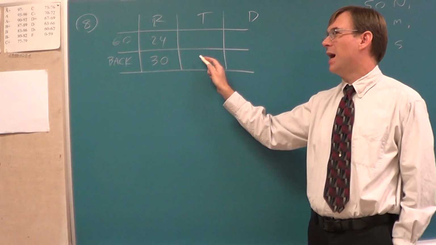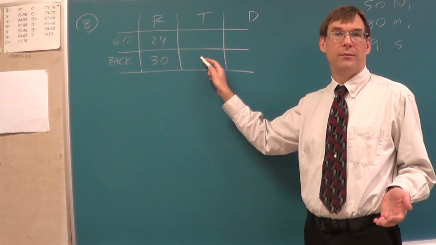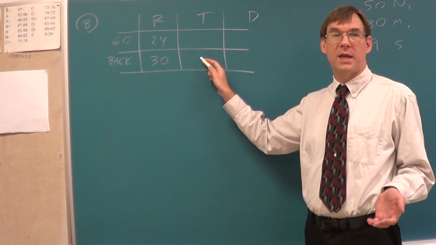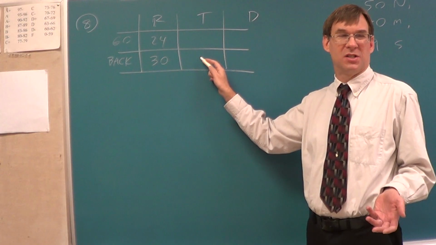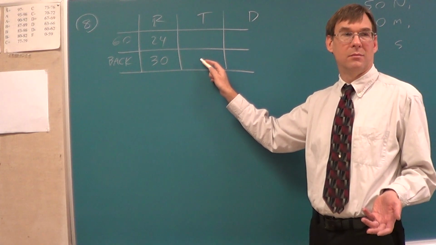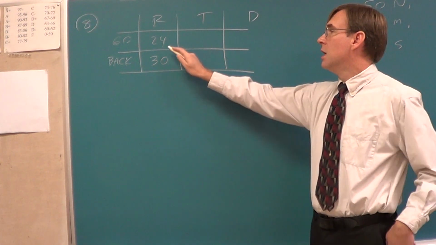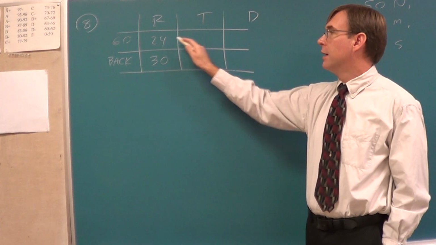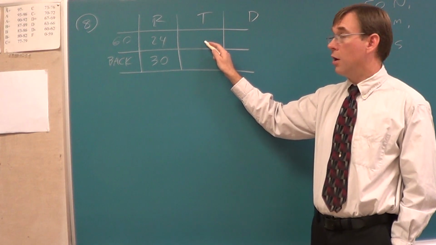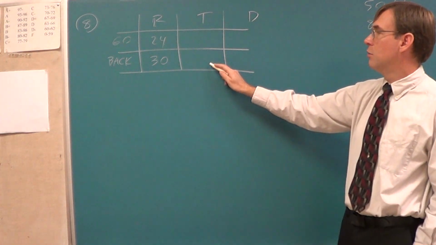Why aren't they the same times on the 2 parts of the trip? Why can't we just cut this time in half and act like it's the same? Because they're going different speeds. If you drive slower going there, it's going to take you longer. And if you drive faster, it's going to take you less time.